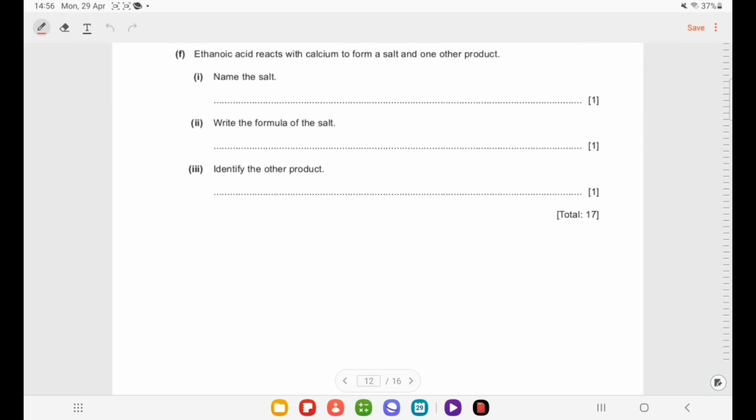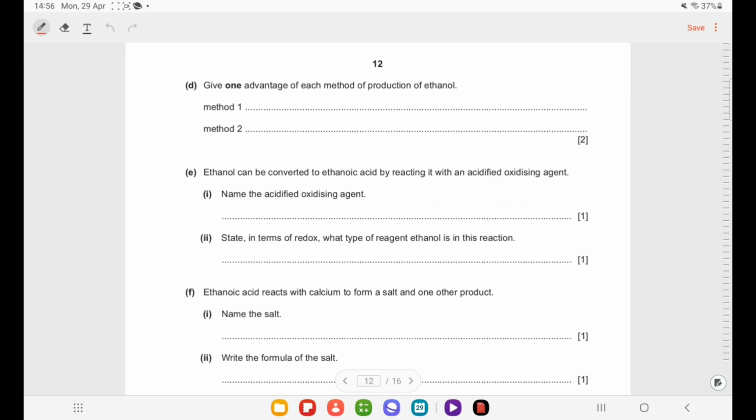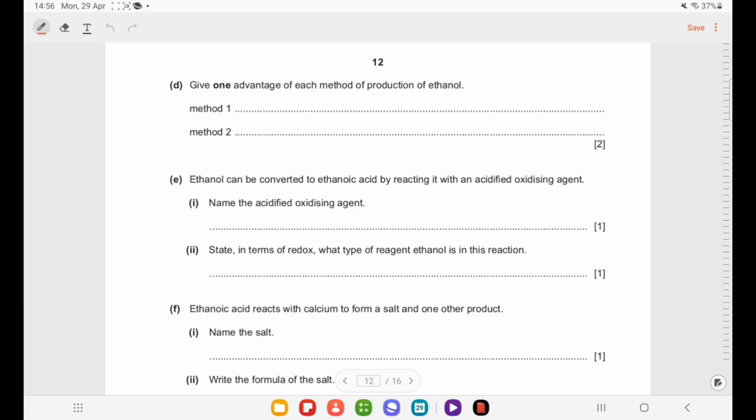Let's move to the next part of the question. Give one advantage of each method of production of ethanol. Let's say the first method, that is fermentation. One of the biggest advantages of fermentation is that it's a renewable process. You can keep adding the reactants, keep supplying the nutrients to the yeast, and the yeast keeps breaking down the glucose into ethanol.